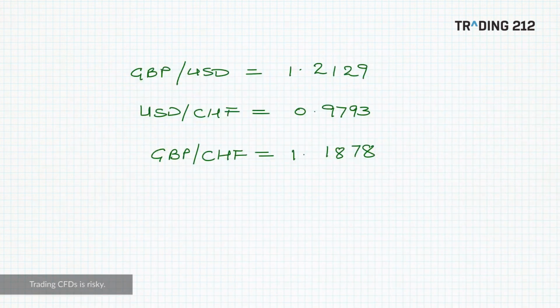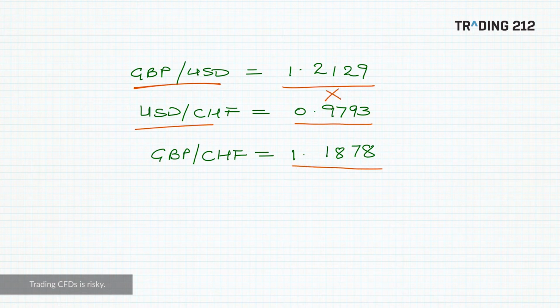So let's run through some sample numbers. These are just single exchange rates rather than bids and offers, just for simplicity's sake. But let's say cable is at 1.2129 and dollar Swiss is 0.9793. If we multiply these 2 numbers together, we arrive at 1.1878, which is our rate for sterling Swiss.